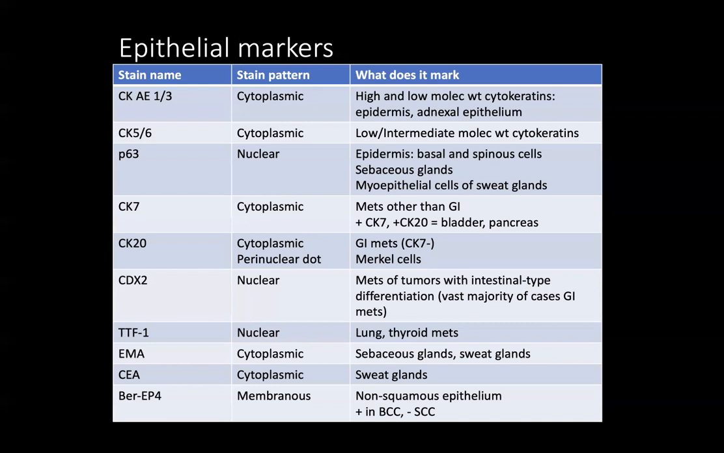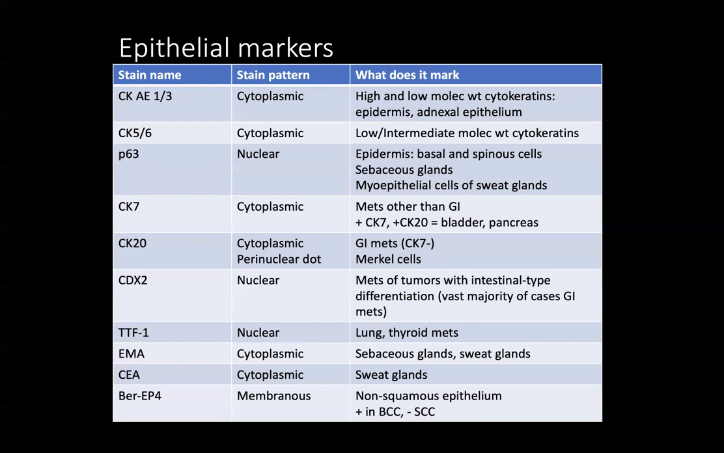CK5/6 is also a cytoplasmic marker, which marks low and intermediate molecular weight cytokeratins. It's important to do CK5/6 if you're suspecting some type of squamous cell carcinoma or even a sarcomatoid squamous cell carcinoma, a spindle cell squamous carcinoma that may be producing keratins. CK5/6 is also a good screen to do. But unfortunately, some squamous cells are poorly differentiated and they actually do not make keratin normally. And that's where the p63 comes in.